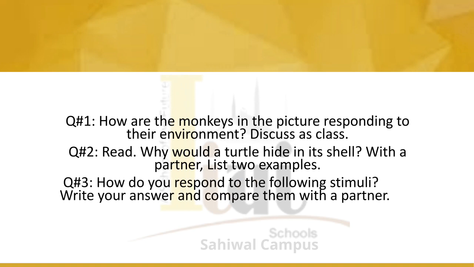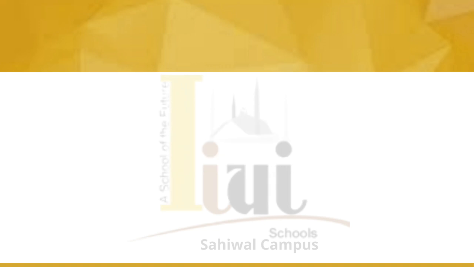Question number 3. How do you respond to the following stimuli? Write your answer and compare them with a partner. So on the page number 10, here 3 situations are given, number 1, 2 and 3. Number 1 is when the weather is cold. Number 2 is when the weather is hot. And the number 3 is when I am scared. So you have to write about the response that you show with respect to that stimuli. So you have to write about your response, that what would you do when you have such a kind of stimuli. So you have to solve it on your page number 10 of science book.